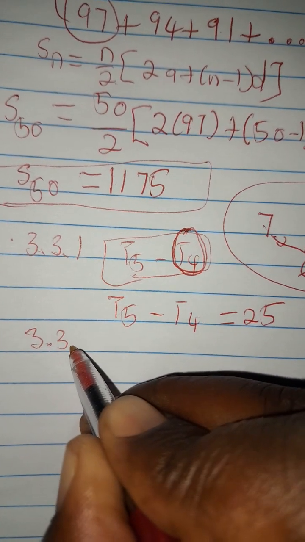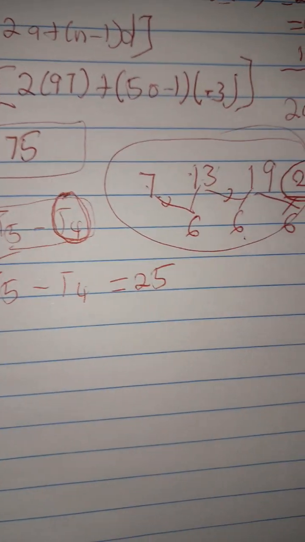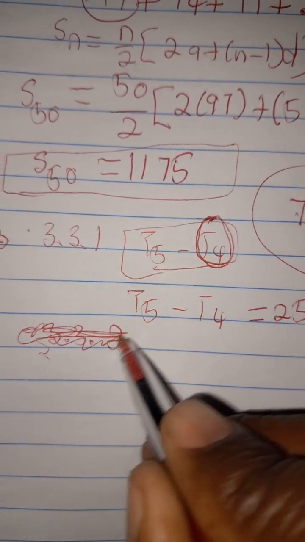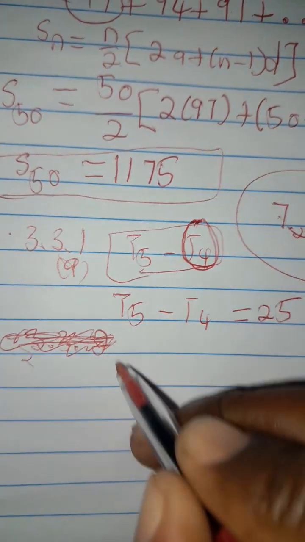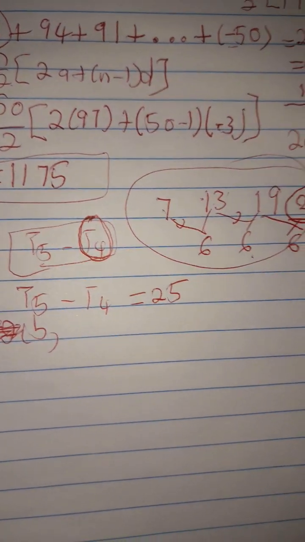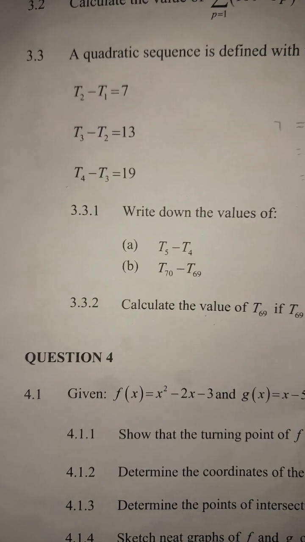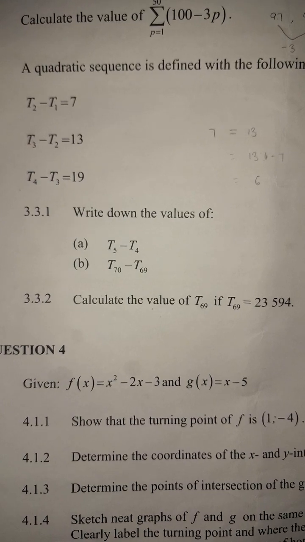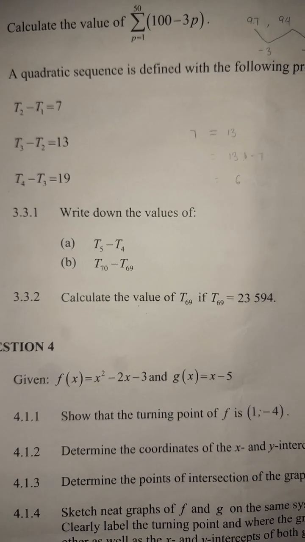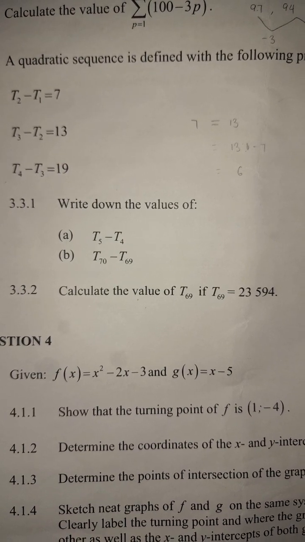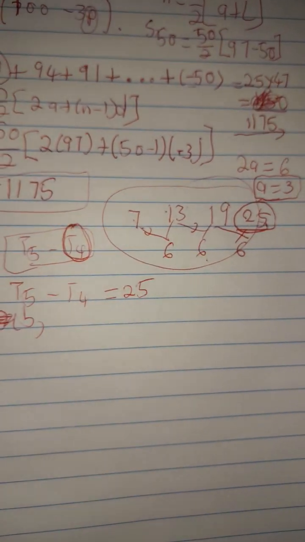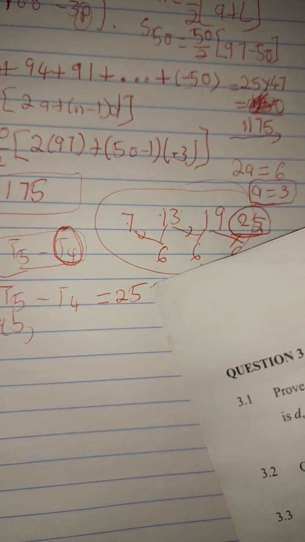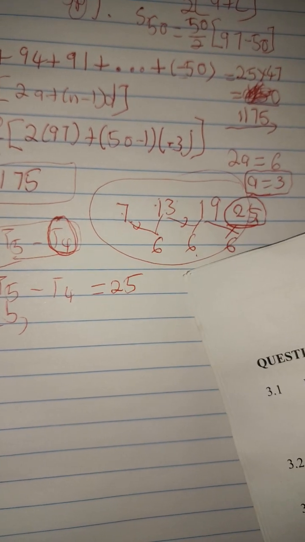Then let's go to 3.2, or not 3.2, 3.2.2. I'm hasty. Let me not be hasty. So this is A and this is B. Okay. We are required to get T70 minus T69. Guys, to be quite frank with you, when you're given such, remember what I did here. I only took T4 to get 25, right? T4 to get 25.